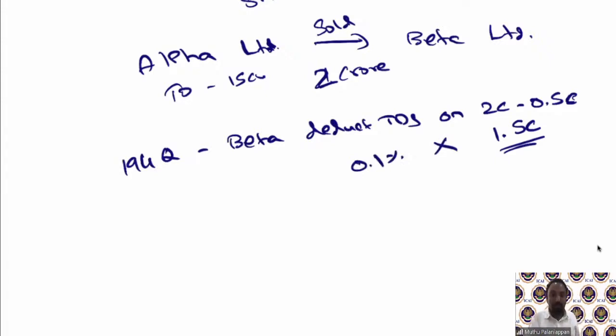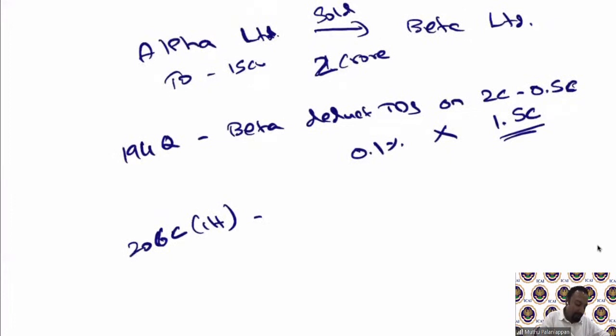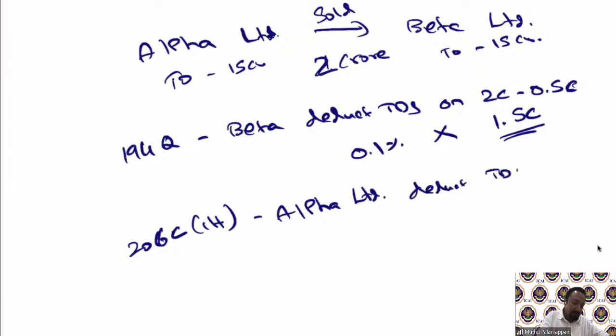Before this provision, there was a tax collected at source provision under section 206C 1H, where Alpha Limited, whose turnover we'll also keep as 15 crore, will deduct TDS on this 1.5 crore. It's not TDS, right? It is TCS, TCS on 1.5 crore at 0.1 percentage. So this was the existing provision.